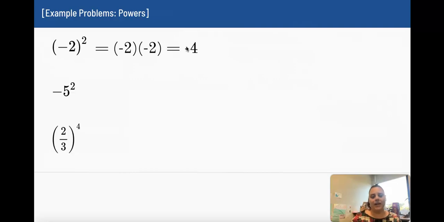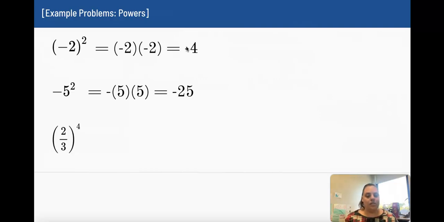Whereas the next power here, we have -5 squared. The squared is only on the 5. So when we do that out, we have negative and then 5 times 5. So it's -25, because 5 times 5 together is 25, and we put a negative in front of it. This is like saying the opposite of 5 squared. 5 squared itself is 25, and the opposite of 25 is -25.